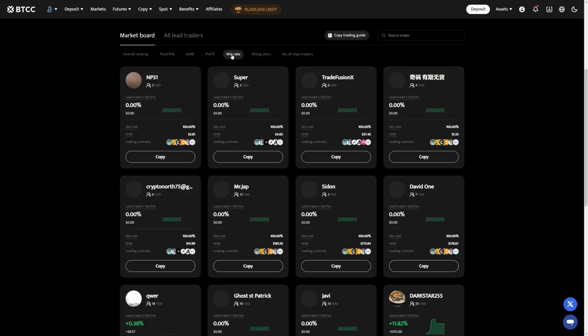Then we also have the win rate option. However, win rate is not a profitability indicator. You can have a high win rate, but if your risk to reward ratio is very low, you still won't be profitable. So I don't recommend going for win rate either.